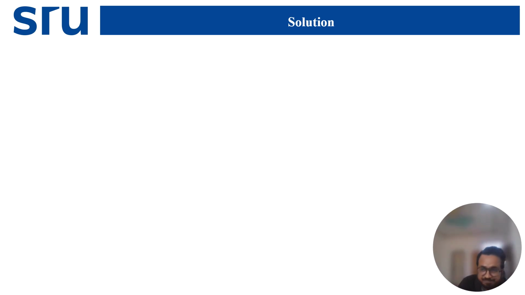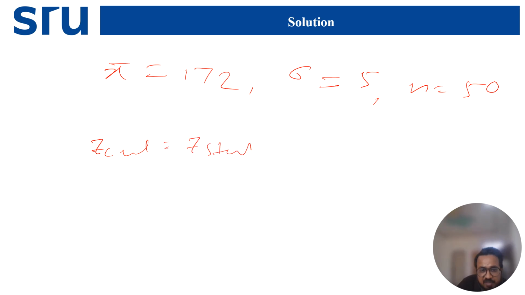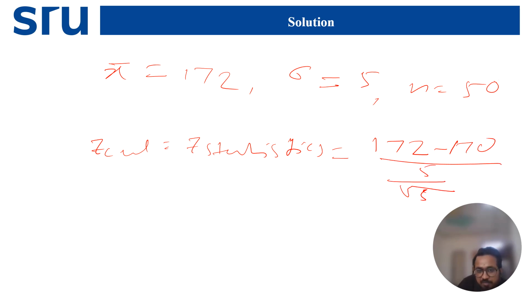So now in this question, what is given? X bar equal to 172, sigma, the standard deviation, is 5, n equal to 50, right? So what is that value? Z statistics is equal to 172 minus mu naught, which is 170, by sigma, which is 5, by square root of 50, right? So this is equal to 2.83.